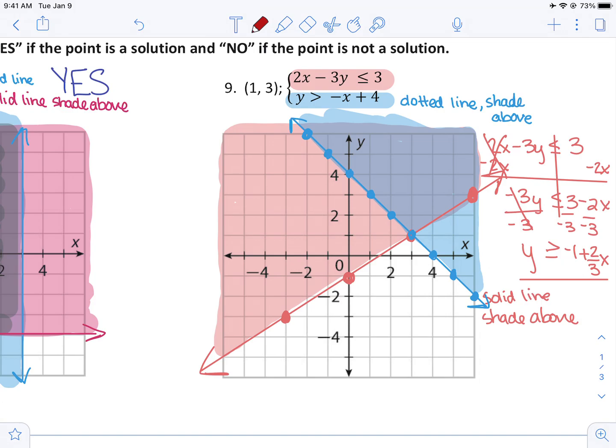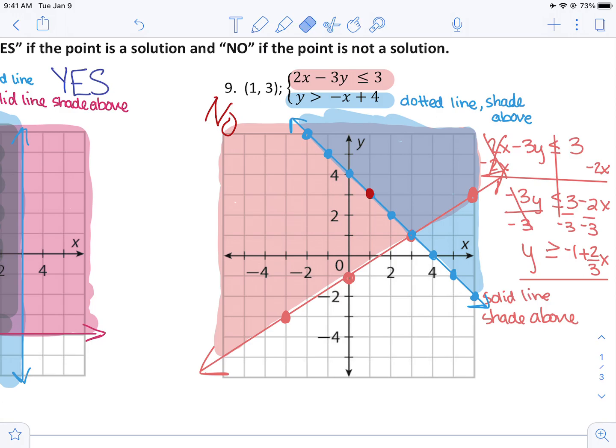Okay, so we're looking at the point 1, 3. So I go over 1, I go up 3: 1, 2, 3. That falls on the blue line, and it's in that pink shaded area. So yes, this is a solution. If the line was dotted, it would not be a solution, but because they are both, oh, nope, Miss Faina messed up and no one said anything. That blue line should have been dotted, which means that is not a solution. So that is actually a no because Miss Faina messed up.